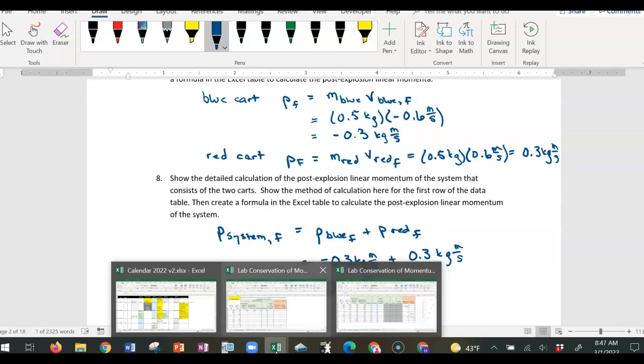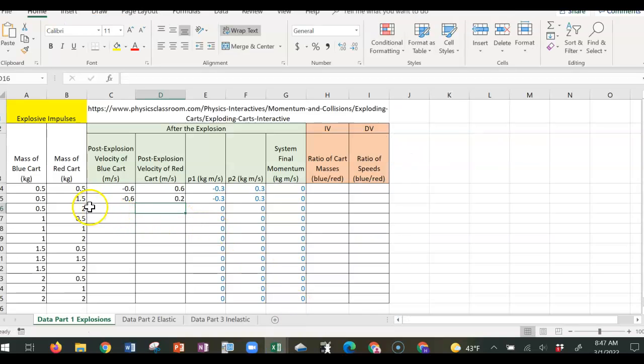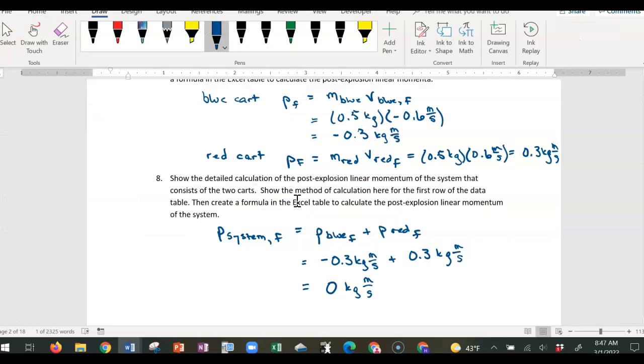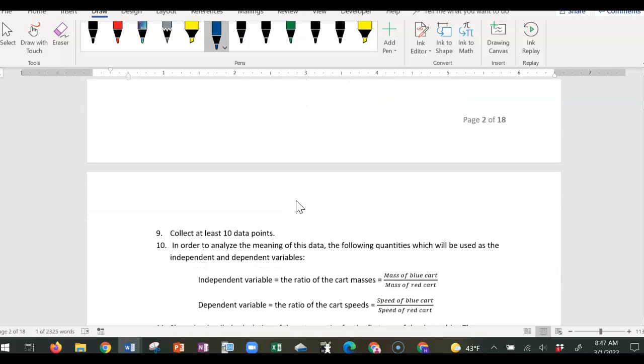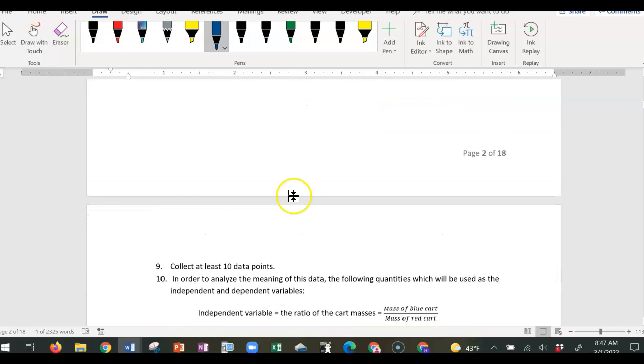And you'll notice that in this Excel template, it has the formulas already to calculate this, and so it is showing me the final system momentum is 0 for this first case, and for the second row of our table as well. Okay. And so I'm going to leave it to you to collect 10 data points, and we'll continue in the next webcast.